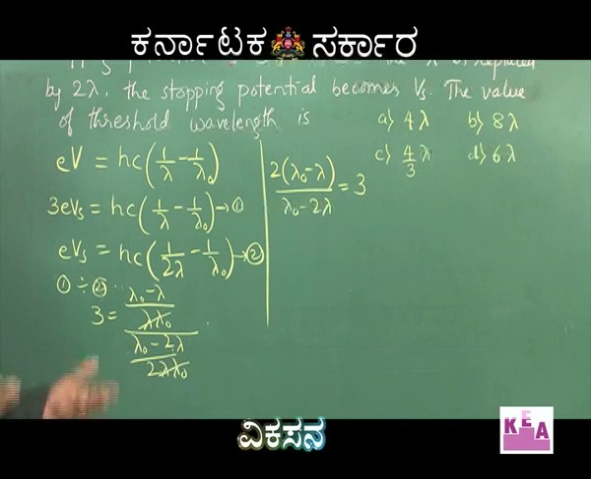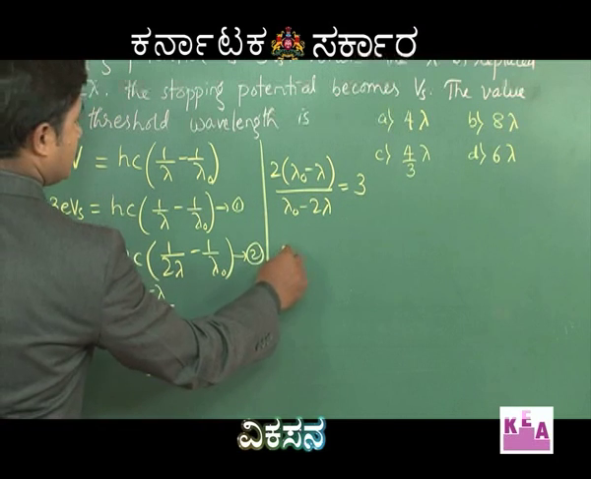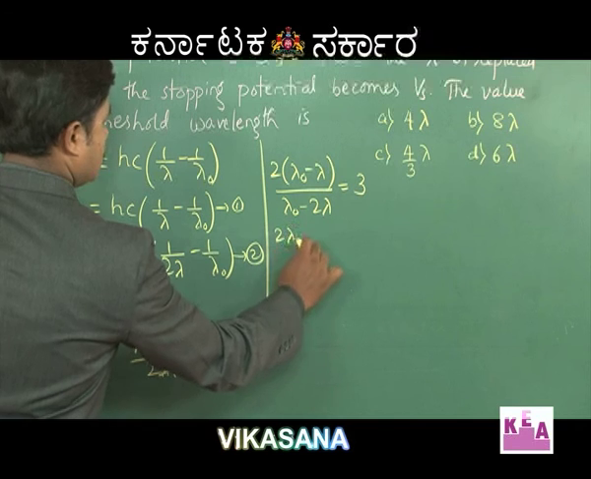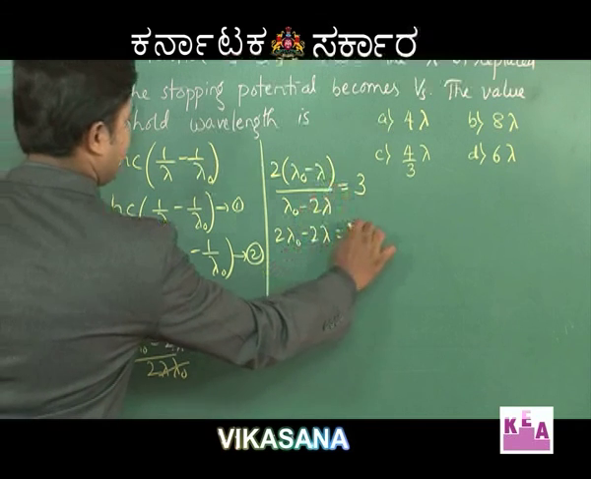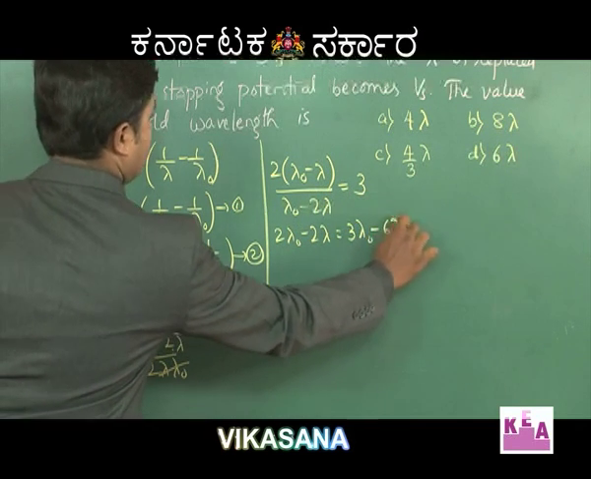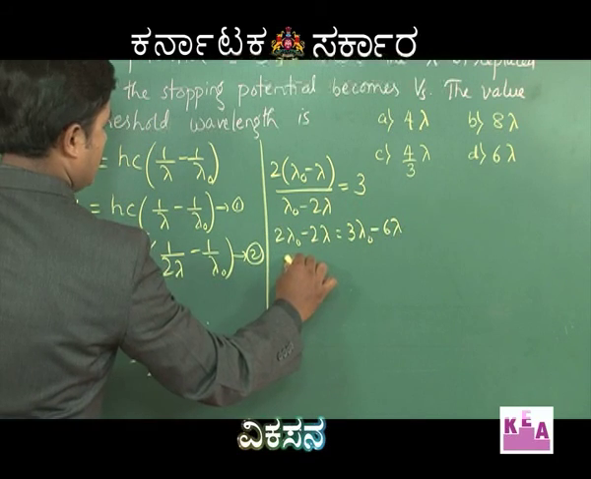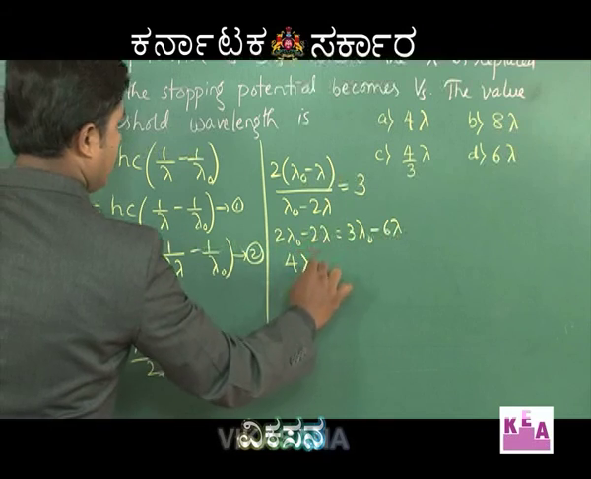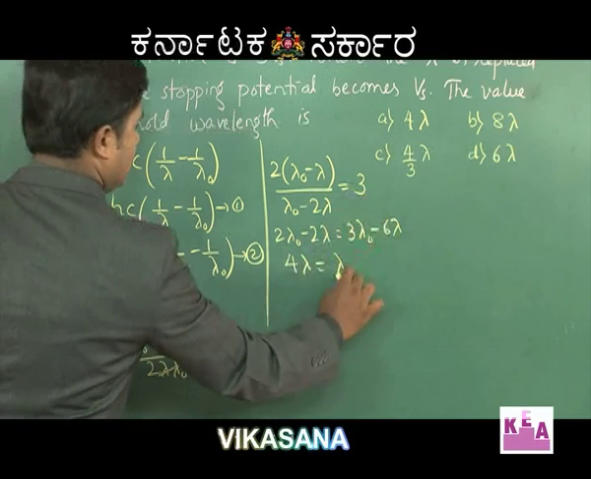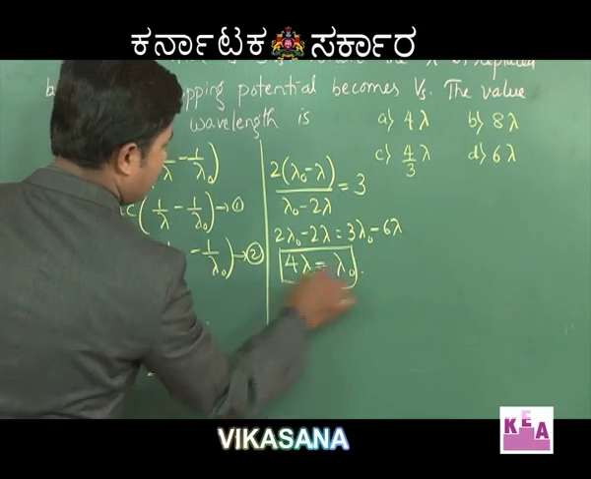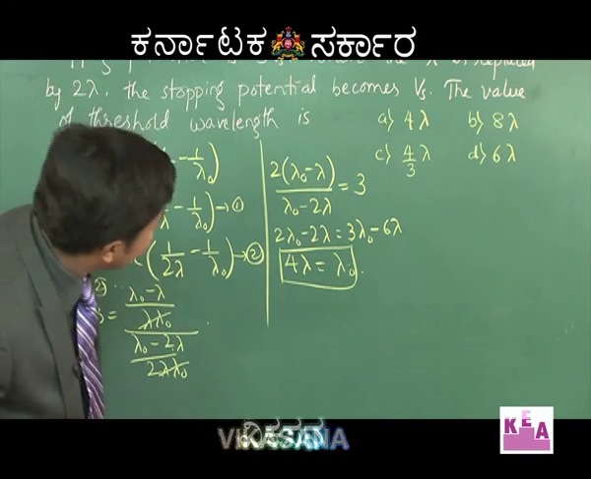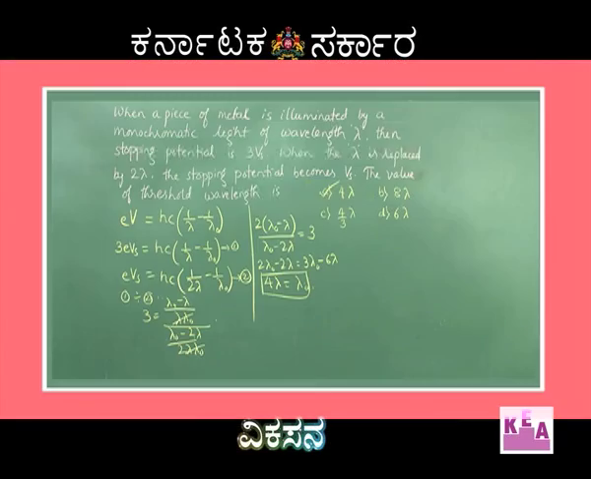Cross multiply to get lambda in terms of lambda naught. 2 lambda naught minus 2 lambda is equal to 3 lambda naught minus 6 lambda. So, minus 6 lambda this side will give you 6 minus 2, 4 lambda is equal to lambda naught. So, what are we supposed to find out? What is lambda naught? Is there an option? Yes, look at A. Lambda naught is 4 lambda. Option A is the right answer.